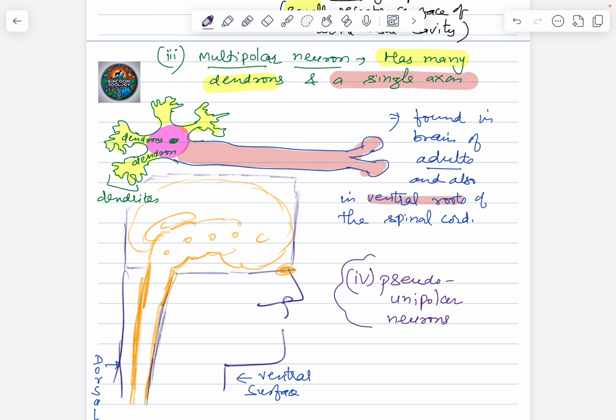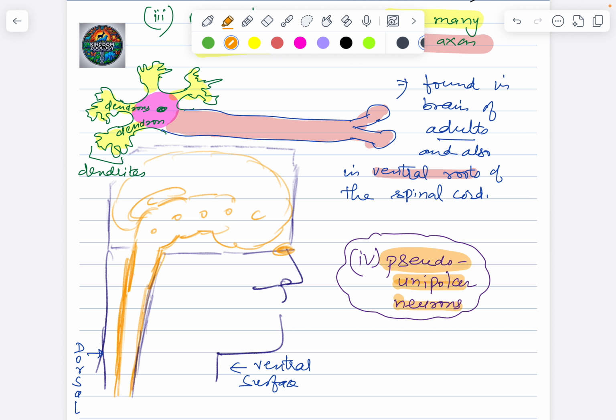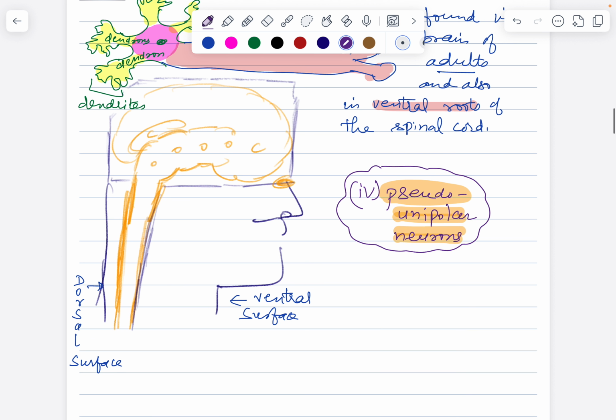Now if we look at the term, what is the meaning of the word pseudo? I hope all of you remember it from the animal kingdom lectures where the word pseudocoelom was used to indicate the false coelom of the animal. So the word pseudo basically means false. And what exactly is the name here also? Unipolar. So these neurons are also named as unipolar, but the reality is they are pseudo-unipolar, which means they would look like a unipolar neuron, but they are actually not unipolar. Let me tell you how.